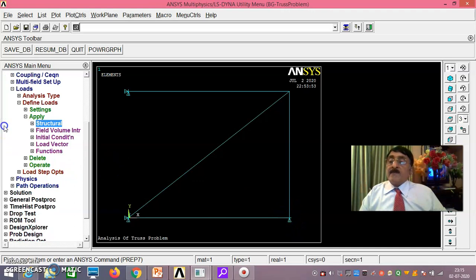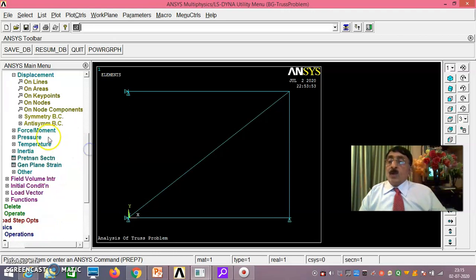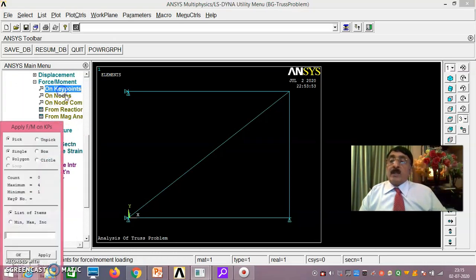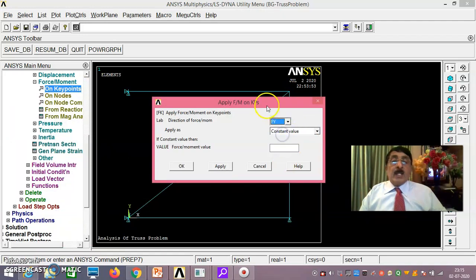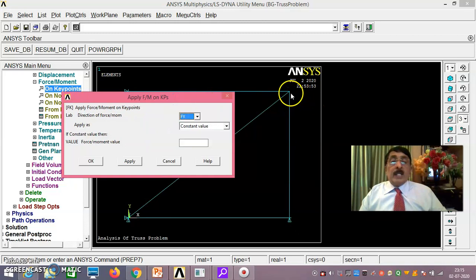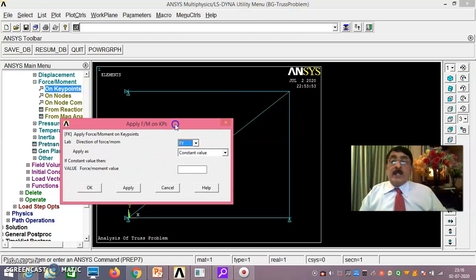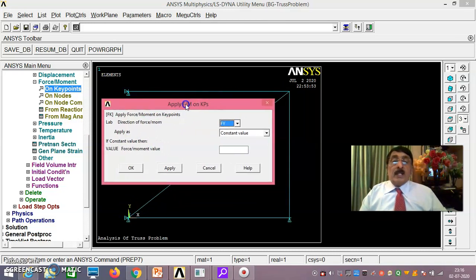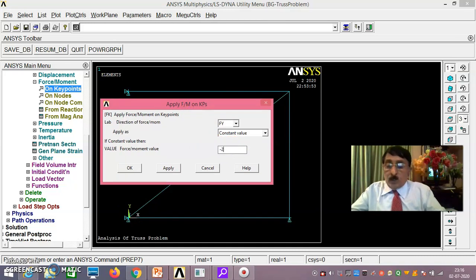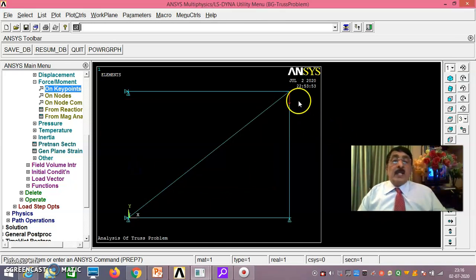Now you see carefully. I'll go for the force moment. Force moment on key points. See here on this, if I take here, carefully see, it is Fy. At this point, if you see the model, it is Fy and it is in the negative direction. You see here, positive Y is this one. Coming down is negative. That is why here you put minus 2500. Okay, you look at the model, what I have given. I have already discussed minus 2500. You just see it is coming down.